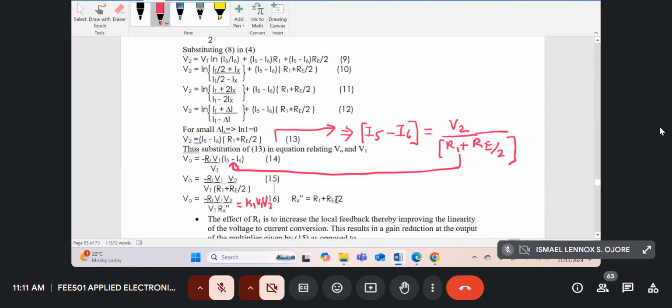So if you look at equation 15 here and compare it, you can see there's R1 in the denominator. So the effect of R1 is actually to decrease the gain. It actually decreases the gain of our multiplier.